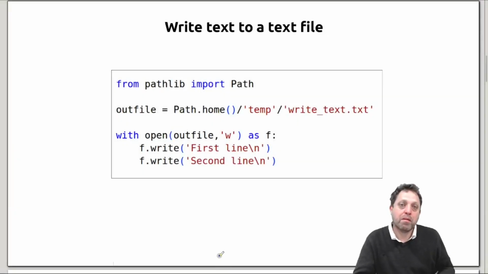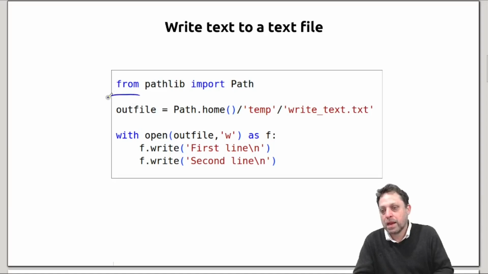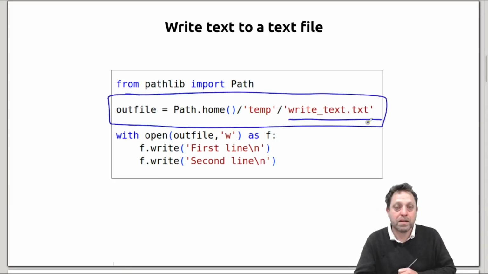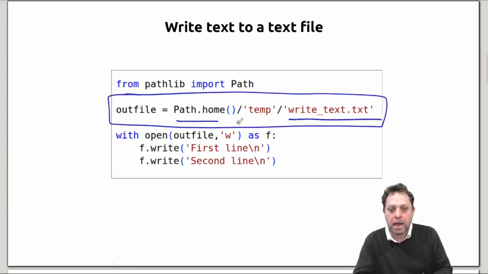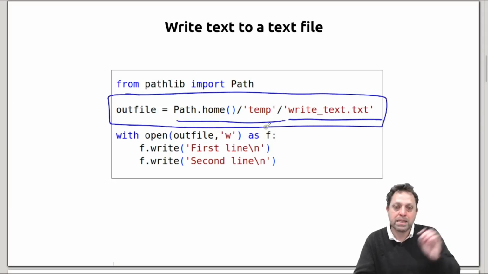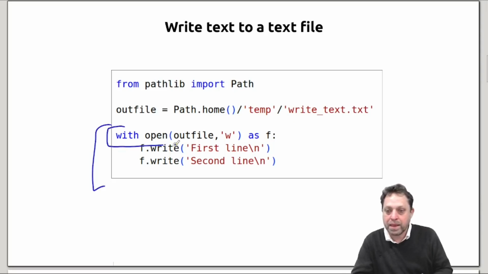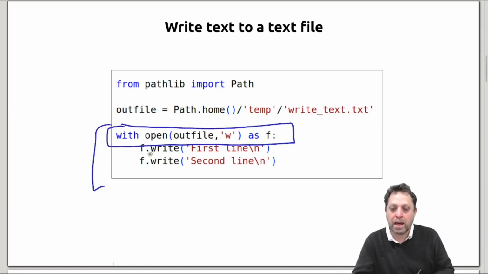We'll begin with writing arbitrary text to a text file. This is some boilerplate code that we use to demonstrate the concept. It begins with defining an output file. In this case, I want to write to a file called write_text.txt, and that file will be located in a temp folder in my home directory. The actual writing of the file occurs in this paragraph of code, and you see that it begins with this very interesting line, with open(out_file, 'w') as f.